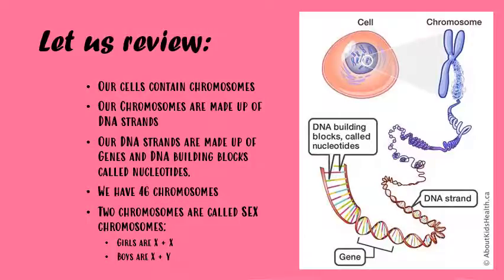Let us review. Our cells contain chromosomes. Our chromosomes are made up of DNA strands. Our DNA strands are made up of genes and DNA building blocks called nucleotides. We have 46 chromosomes. 2 of those chromosomes are called sex chromosomes. Girls are X plus X, boys are X plus Y.